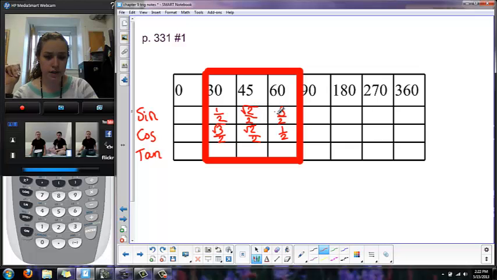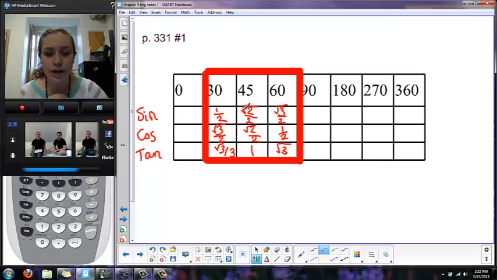Okay? Now, actually sorry, tangent too. These are the ones that you just have to memorize. Tangent of 30 is radical 3 over 3. Tangent of 45 is the easy one because it's just equal to 1, and then this is radical 3.